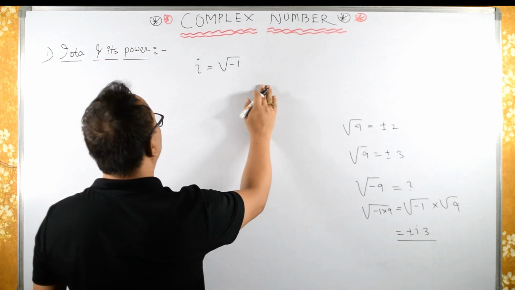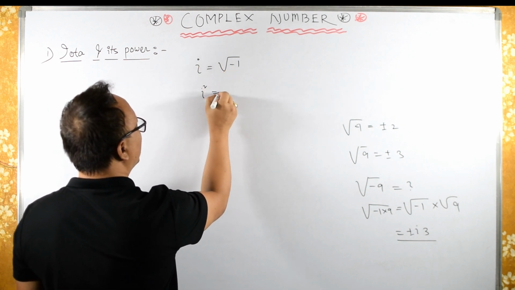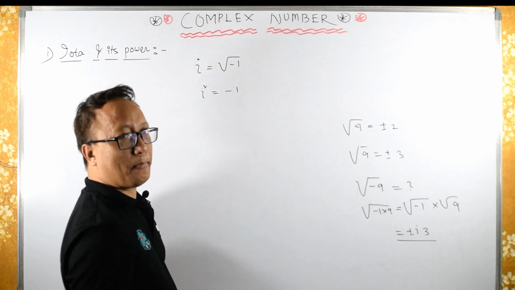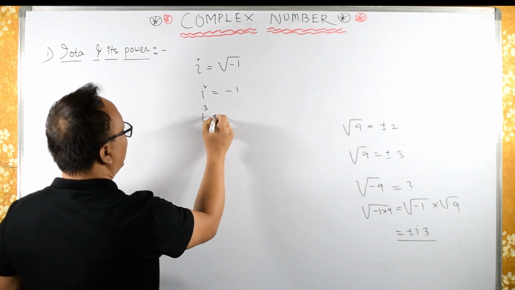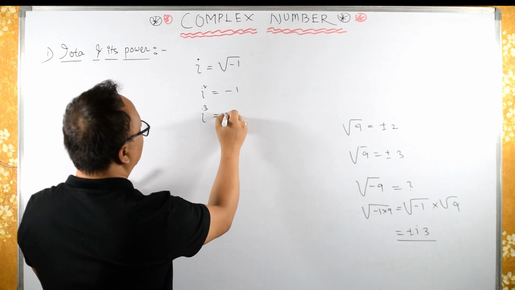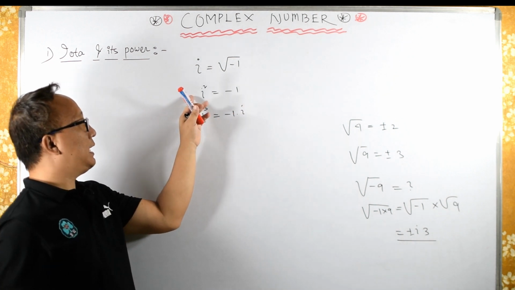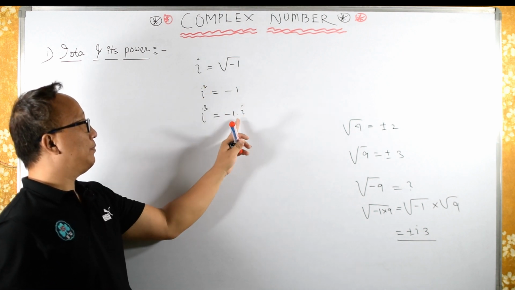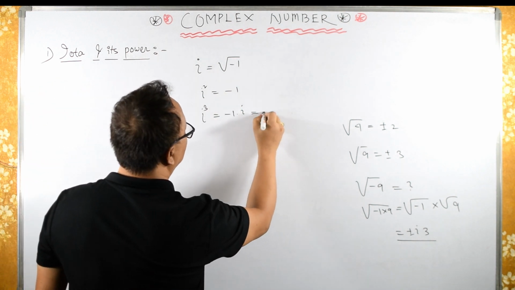Now here, if I square both sides, what is i squared? Squaring, the square root and the square get cancelled, so we have minus 1. Then what is i cube? If I multiply by i on both sides, i into i squared becomes i cube, and then i into minus 1 becomes minus i. This is minus i.